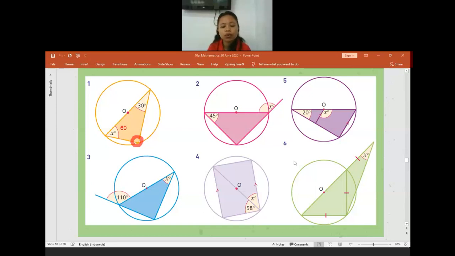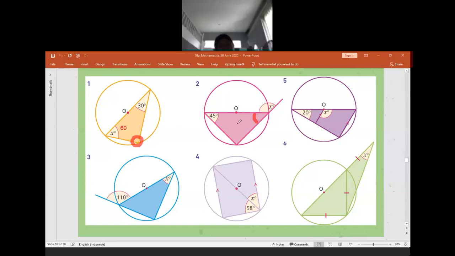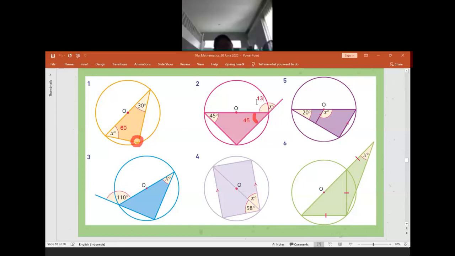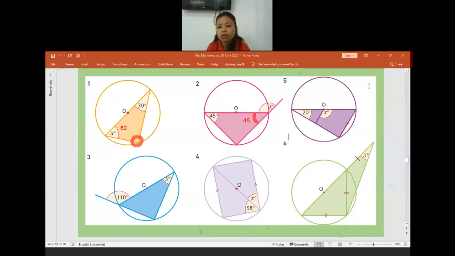In question 2, before I find the x, how many degrees is the angle next to x? 45. Okay, 45. So the x will be equal to how many? 135. Okay, is there anyone confused? If you are confused, feel free to ask me any question. If you have no question, let us continue to question 3.